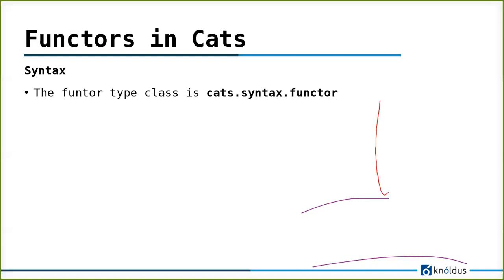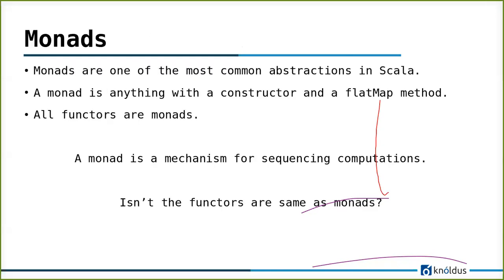So now let's come to the most interesting and most heard topic, the type class which is monads. This is obviously one of the most common abstractions in Scala, and we all must have heard about it. While working with Scala, we may have encountered it. A monad is anything with a constructor and a flatMap. So it contains a flatMap. And all monads are functors, by the way.